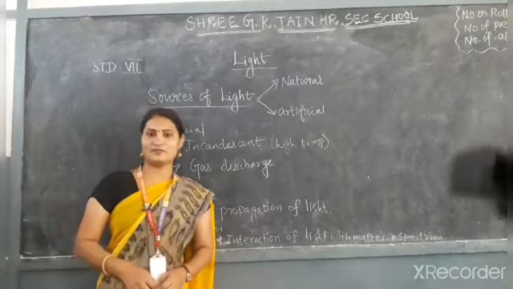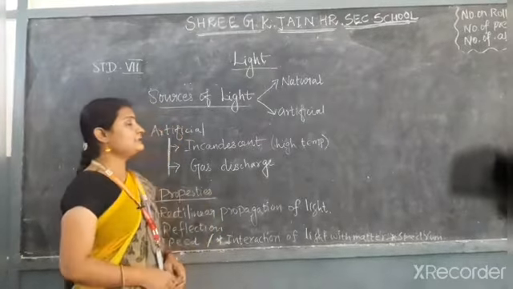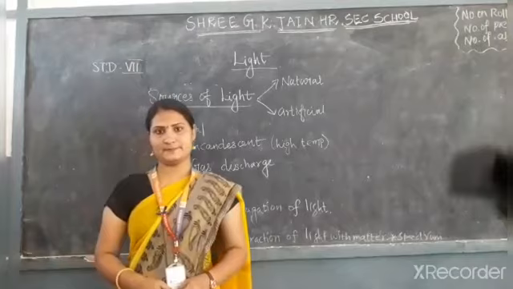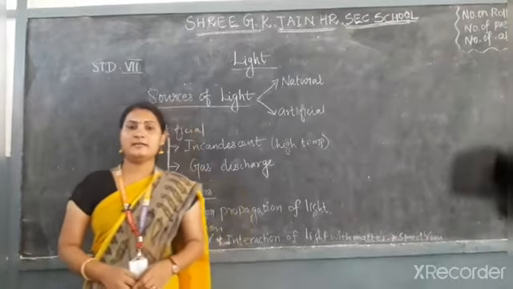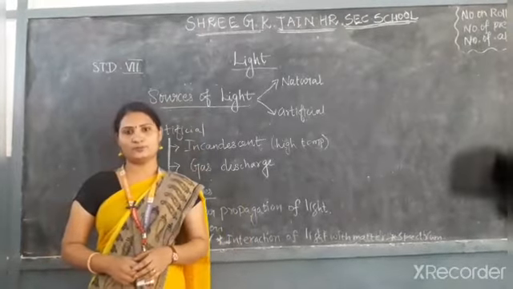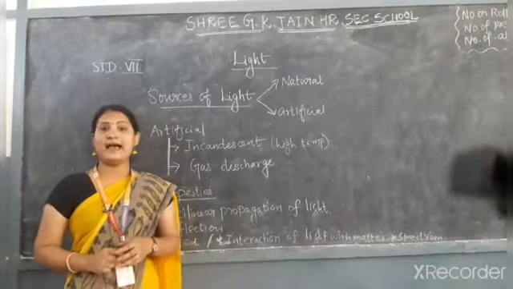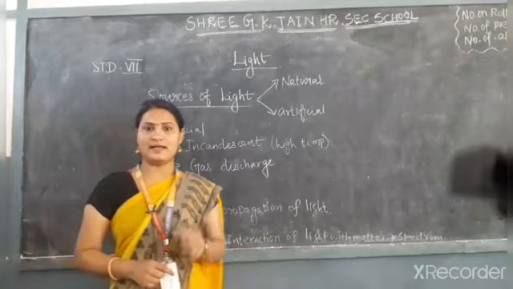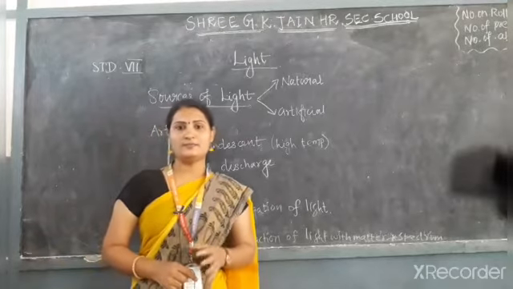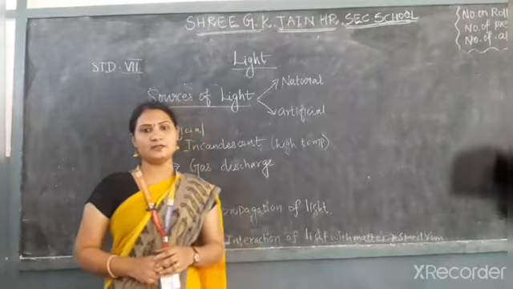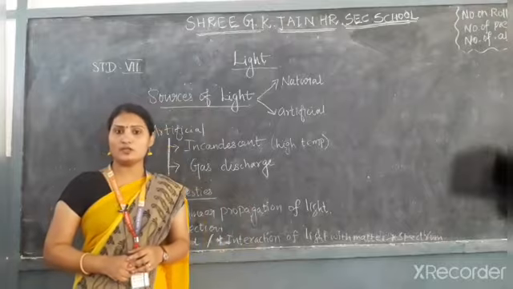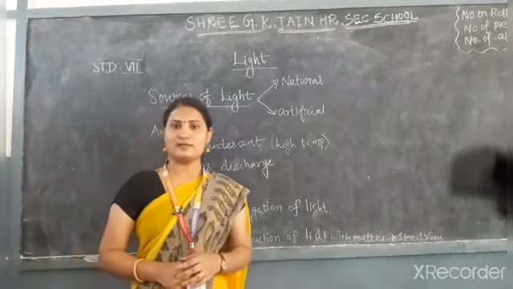Now I am going to teach you about light from class 7. See, when you are going into a dark room, you cannot see anything inside the room. And as soon as you switch on the light, you can see all the things which were present in the room. So what makes you see the things after you switch on the light?